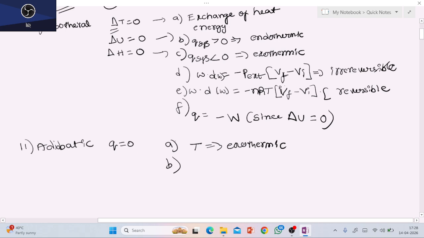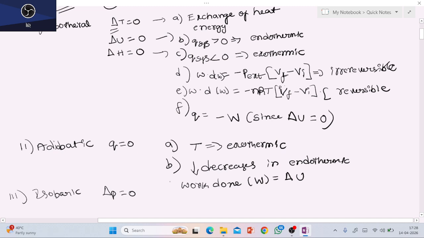As well as work done, if you want to know how work is done, work done indicated by W equal to delta U. Next, isobaric. Third one is isobaric. What is exactly isobaric? When delta P is equal to 0, then the special aspect will be that volume is going to change. What is the example for it?